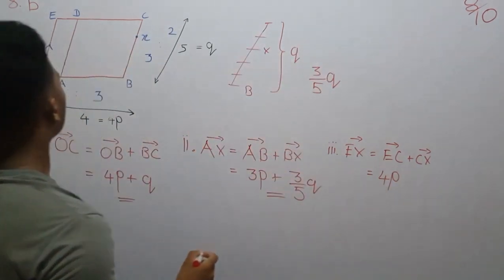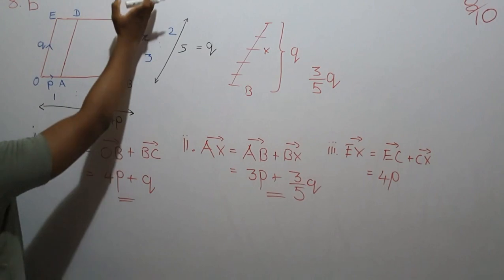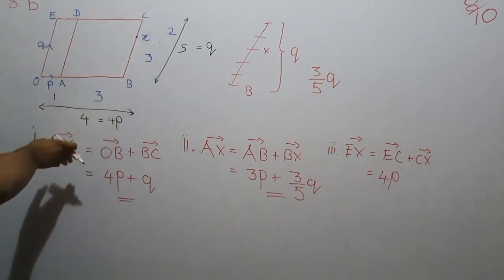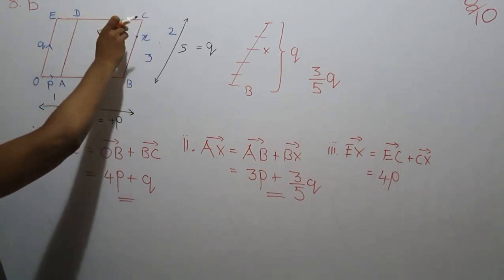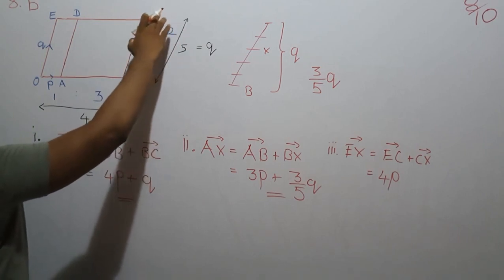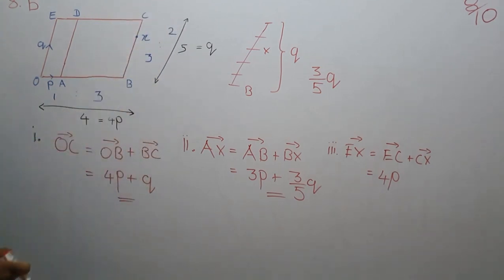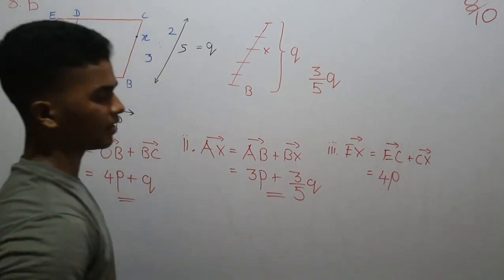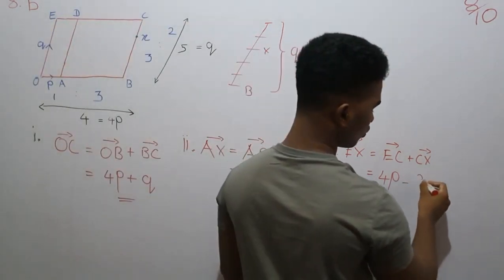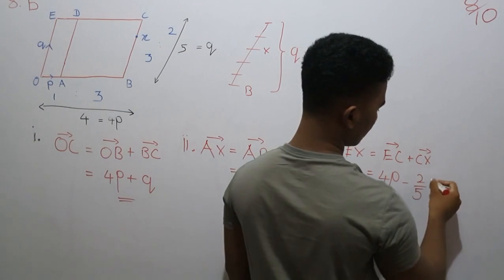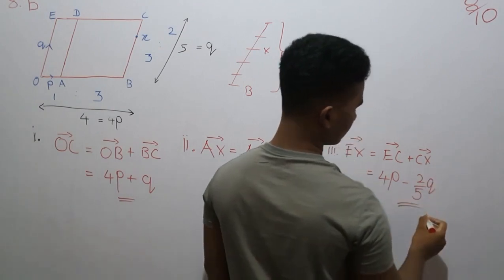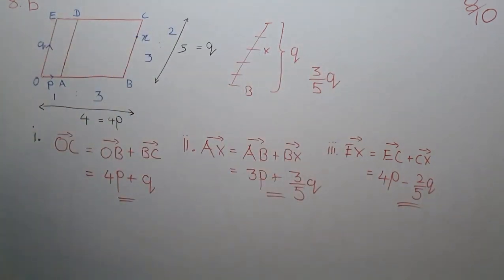Now see, we are taking Q upwards, but here we are traveling downwards. So it should be negative. And see, out of the 5 parts, only 2 parts are being taken. Only 2 parts are going down. So it is minus 2 divided by 5 Q. This is your answer for part 3.